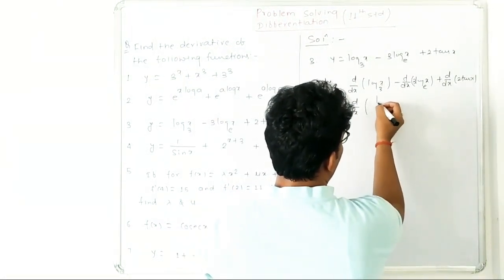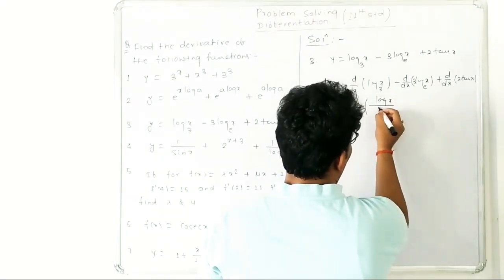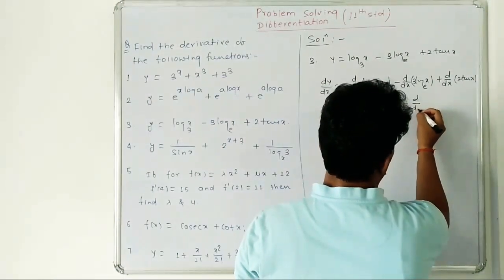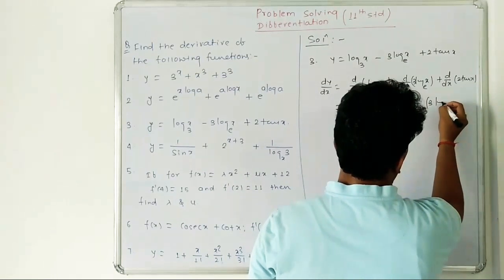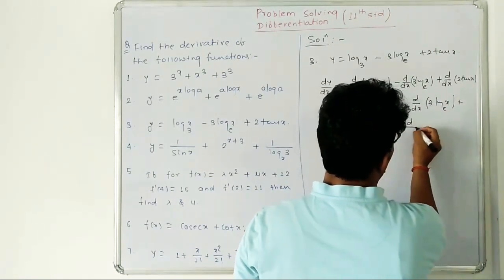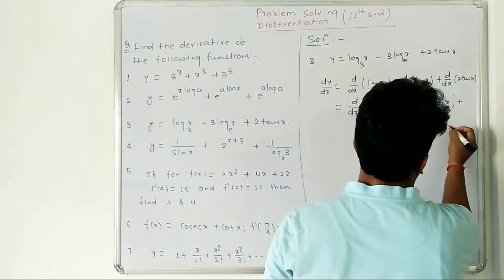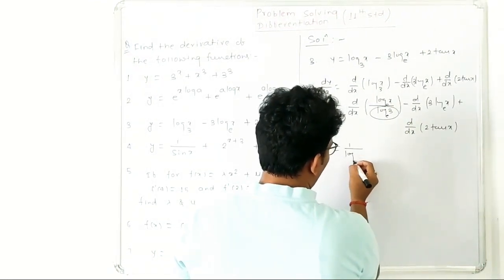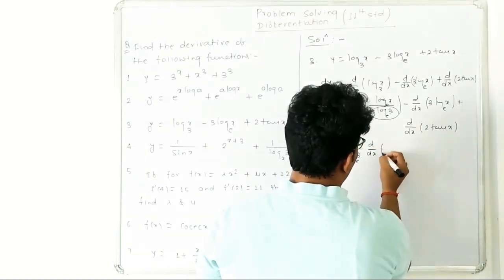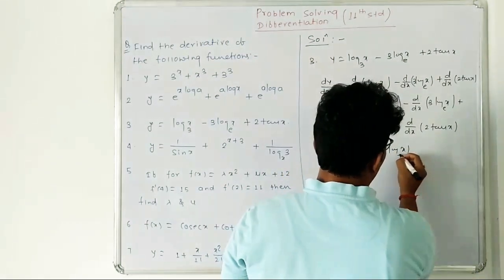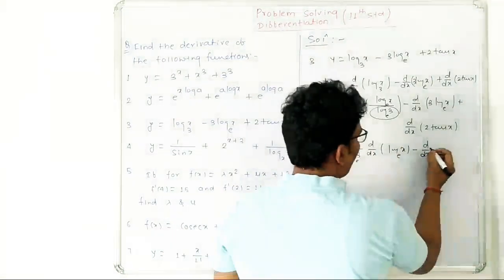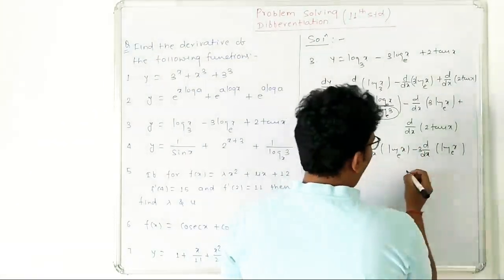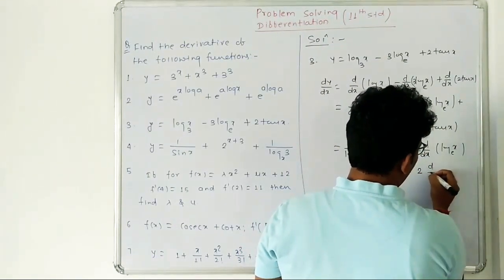So we have to convert this to the common base e, right? So by using the property of log, we can write it as log of x by log of 3 to the common base e, right? And minus d by dx of, we can leave it as it is, 3 log x to the base e, and plus d by dx of 2 tan x, right? Now this is a constant term, so we can take it outside, 1 by log of 3 to the base e, and derivative of what? This is log of x to the base e, and minus derivative of what? 3 is constant, so we can take 3 outside, so derivative of log of x to the base e, and last is again 2, a constant term, so 2 into derivative of what?